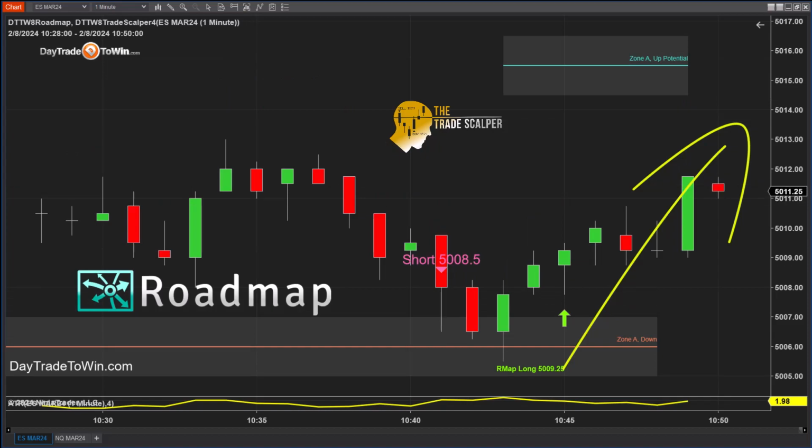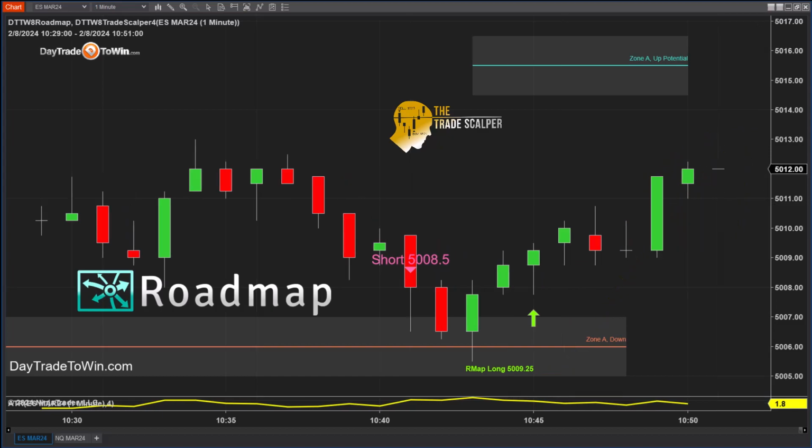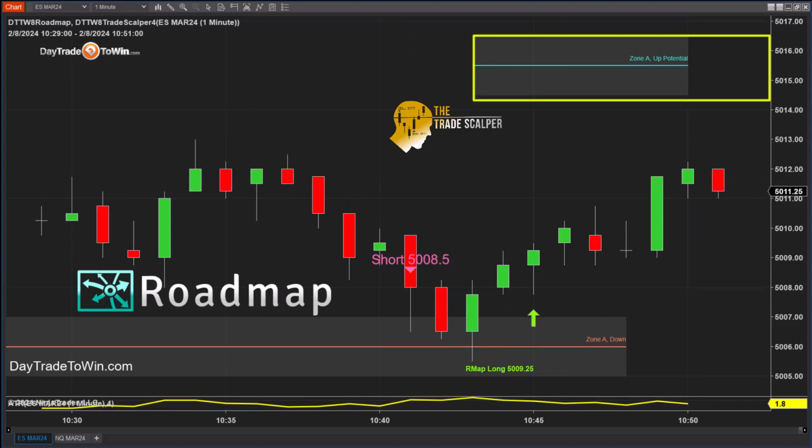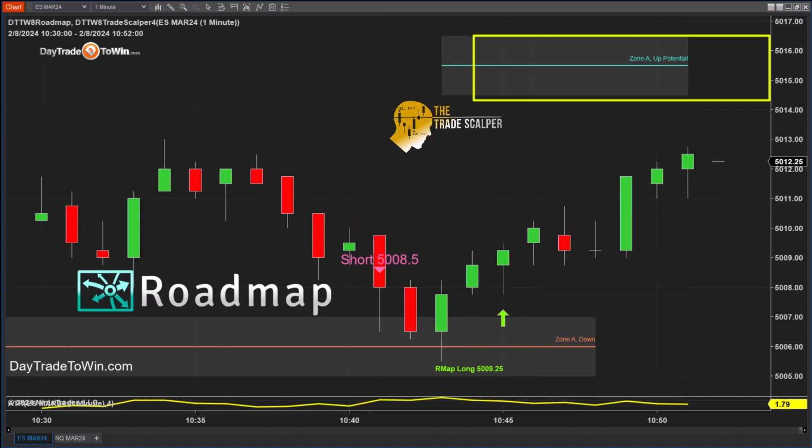And now we do this all over again, day in and day out, looking for another trade scalper signal to the long side, looking for the market to hit that new roadmap zone that's up there, zone A of potential. Will it land there? I don't know, but I'm anticipating that it will go there. And then I'll look for it to bounce off and reverse off of it back down.